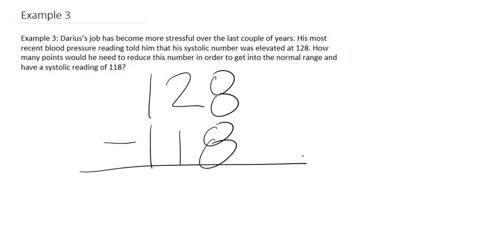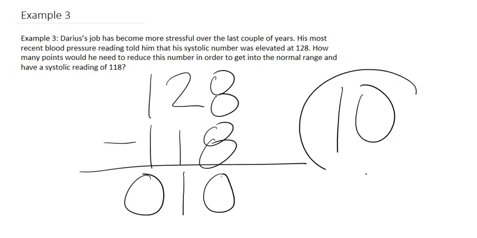Now that we have done this, we can start subtracting. We're going to start working from the right-hand side and working ourselves to the left. So 8 minus 8 is 0. 2 minus 1 is 1. 1 minus 1 is 0. And so since that 0 is on the far left-hand side, we don't really need to include it. Therefore, our answer is 10. Darius would need to reduce his systolic blood pressure by 10 in order to achieve his more normal blood pressure reading.